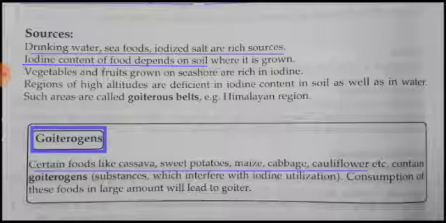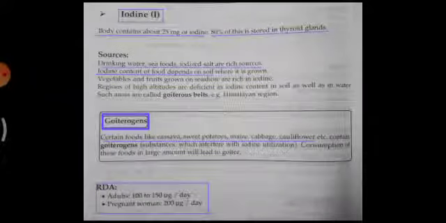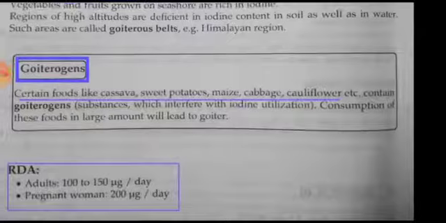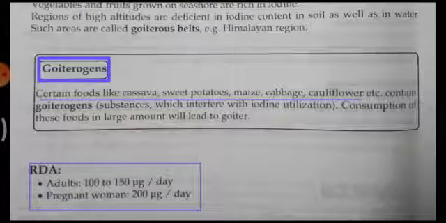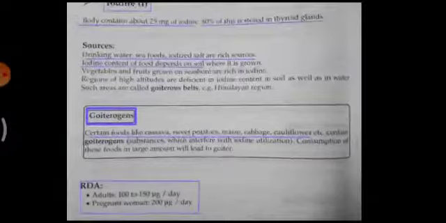Goitrogens. Goitrogens are food substances like cassava, sweet potato, maize, cabbage, cauliflower, etc., which contain goitrogens that affect the absorption of iodine. Consumption of a large amount of these foods will lead to goiter disease. The recommended daily allowance of iodine is about 100 to 150 micrograms per day for adults, and in pregnancy up to 200 micrograms per day is the requirement of iodine.